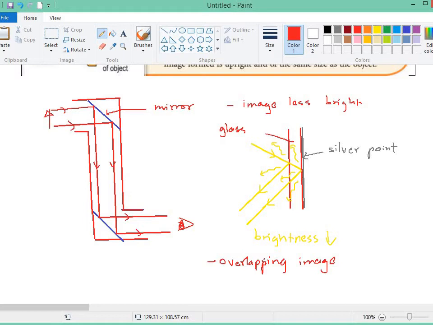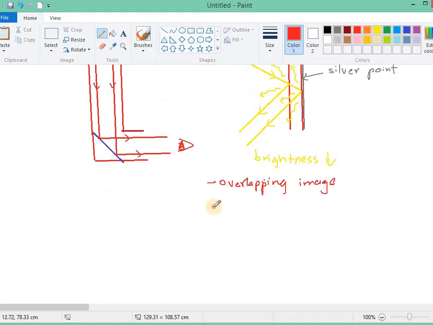Okay, that means if this is the image, and then you can get another image. Get another image, so overlapping image like that. So this can decrease the clarity of the image, so the image becomes not sharp. Okay, not sharp, not clear.